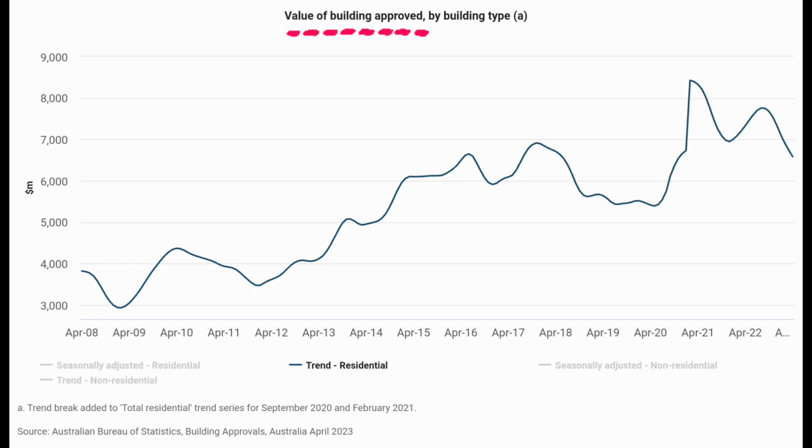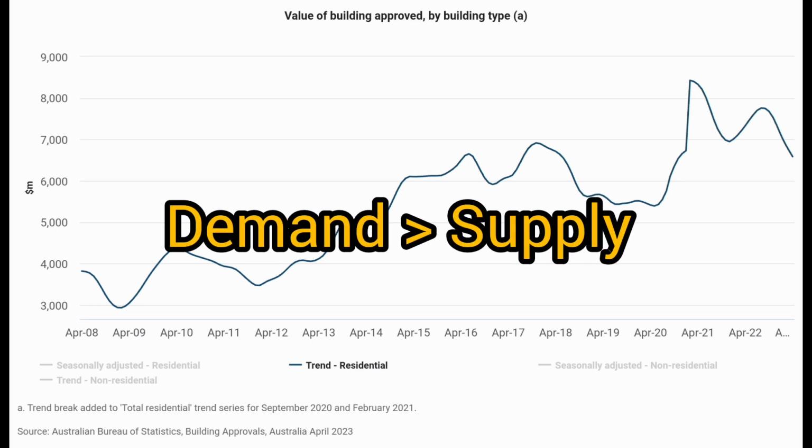The number of building approvals, land sales, and new home sales are all at their lowest levels in years. The RBA expects building activity to drop even more once the current projects are finished. This means that there will be a gap between the demand and supply of housing, which will keep pushing up rents for a long time.